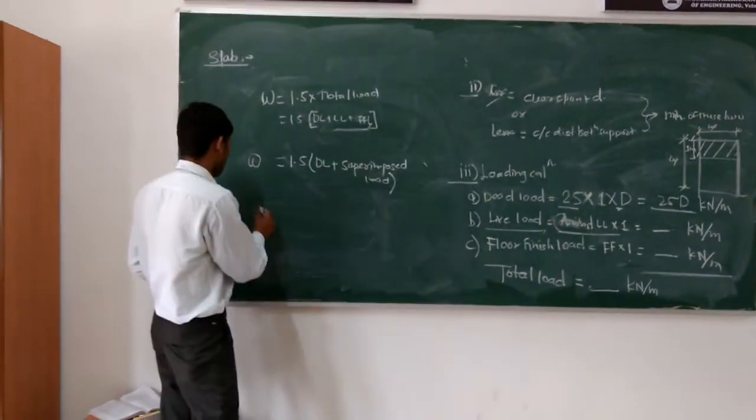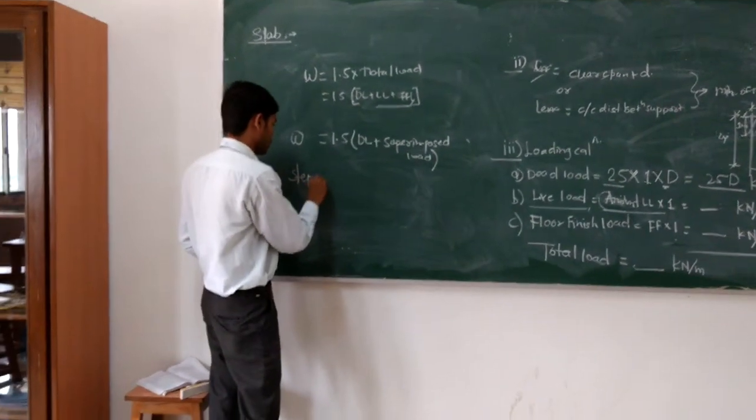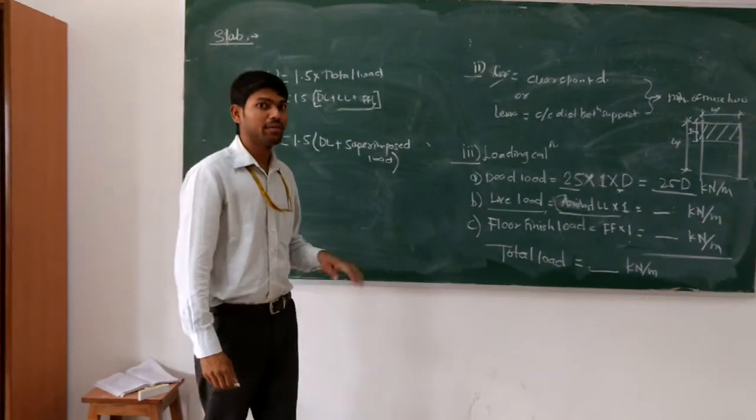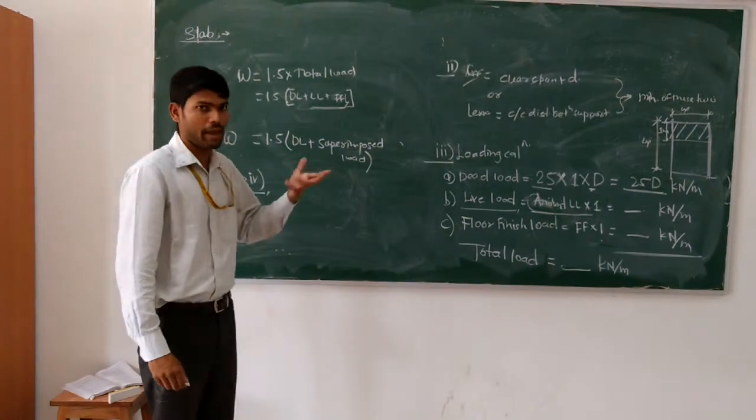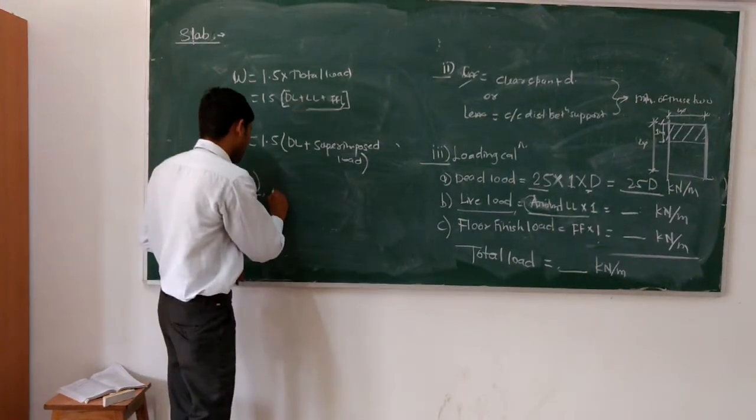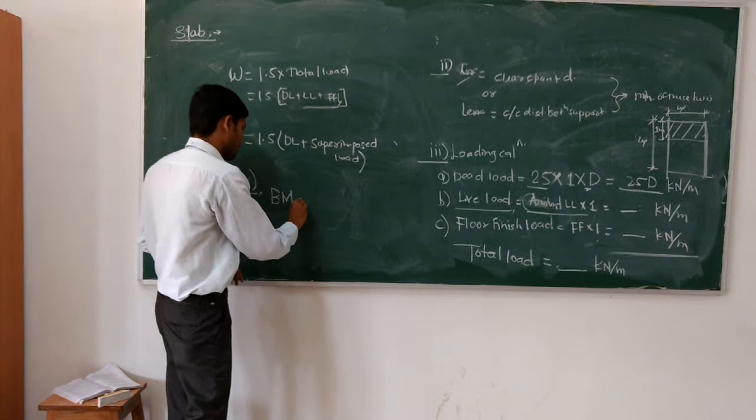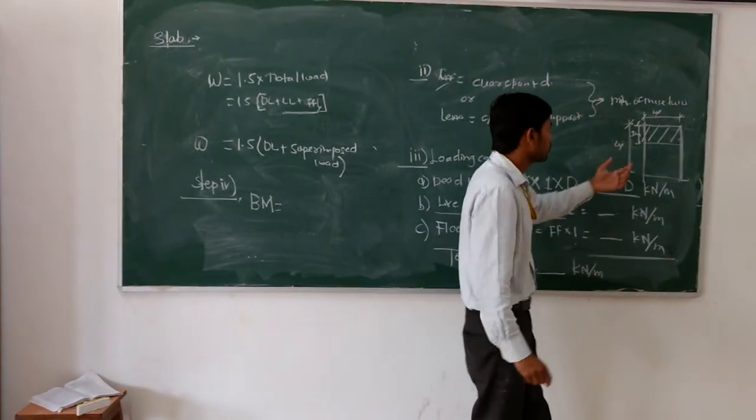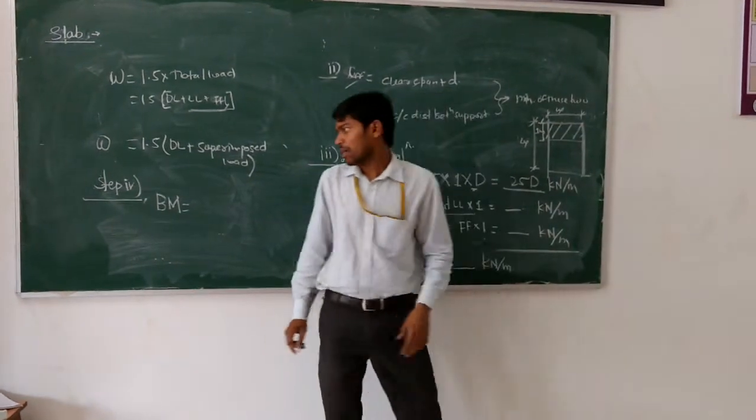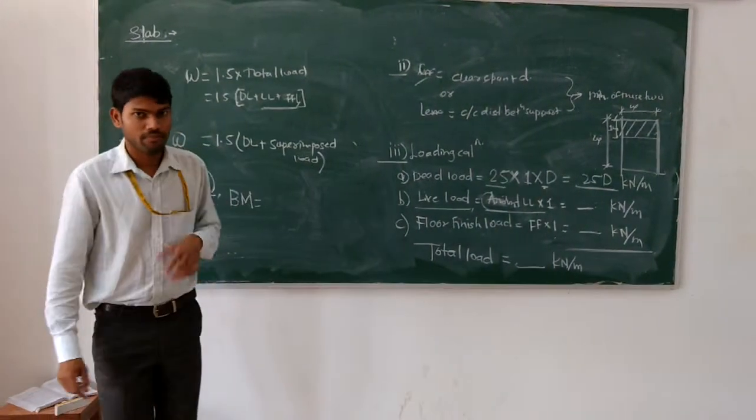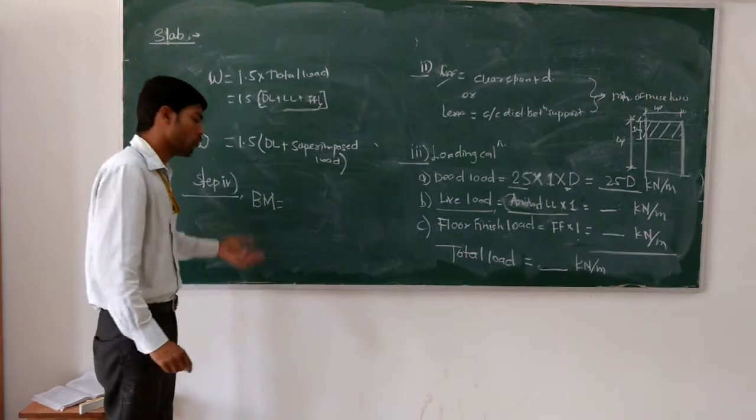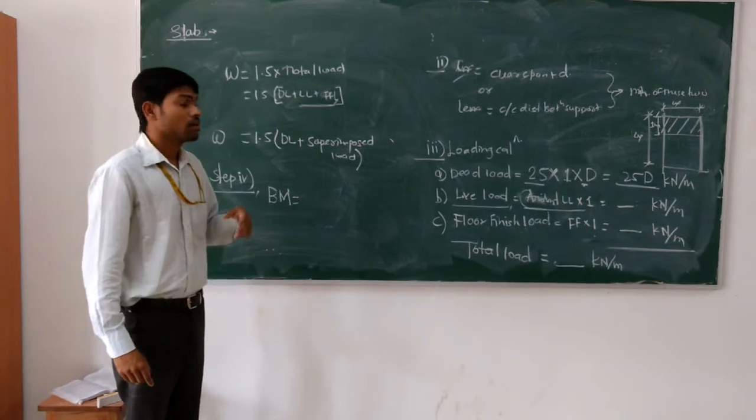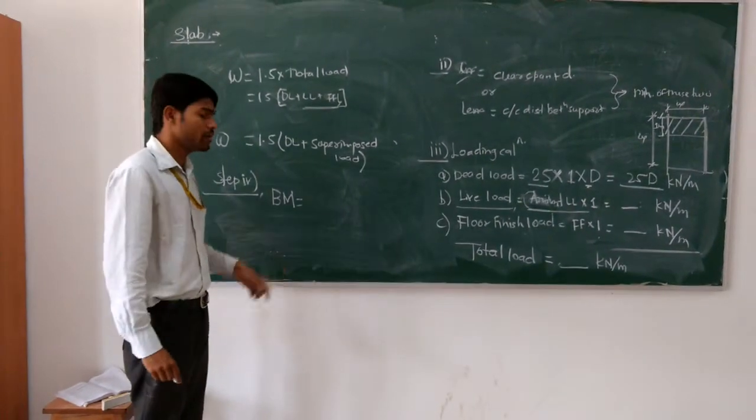So in next step number 4, we will calculate the design moment or the bending moment or maximum bending moment produced in the slab. We have calculated load. We know the effective span of the slab, and we know the type of slab. If it is cantilever slab, the bending moment will be different. If it is simply supported slab, the bending moment will be different. If it is continuous or fixed slab, the bending moment will be different.